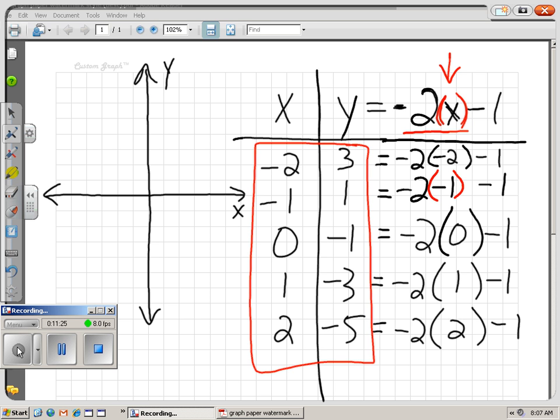All right, so let's do a quick graph. -2, 3. That's 2 steps to the left and 3 steps up right there. -1, 1 is 1 step to the left and 1 step up. 0, -1 says don't go left or right, just go 1 step down. 1, -3 is 1 step to the right and 3 steps down. And 2, -5 is 2 steps to the right and 5 steps down. And we have a nice, whoops, I was going to say we have a nice straight line. But you guys remember, I have a hard time drawing straight lines. So imagine in your head that that's a perfectly straight line.